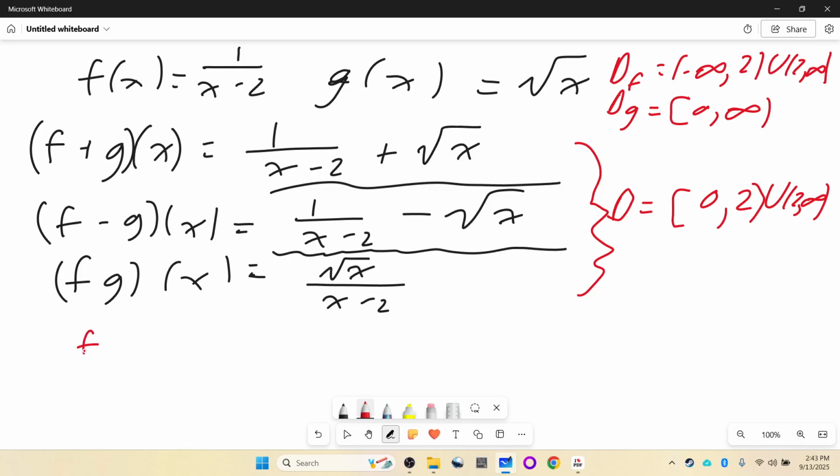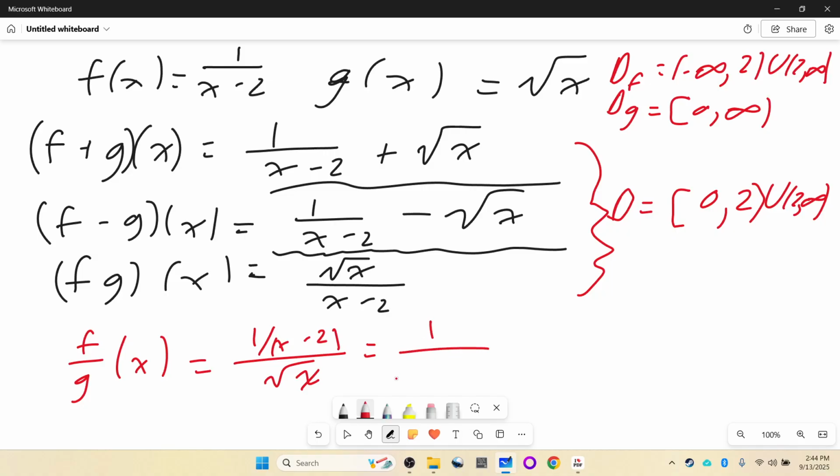Now, f divided by g is different because we also have to make sure g is not 0. F over g of x would be 1 over x minus 2 divided by square root of x, which we rewrite as 1 over square root of x times x minus 2. And then the domain is similar to the other one, but now that we've got a square root of x in the denominator instead of the numerator, we have to cut out 0. See, 0 is allowed in f times g because it was on top. But on bottom, that's not allowed. So 0 to 2, union 2 to infinity.